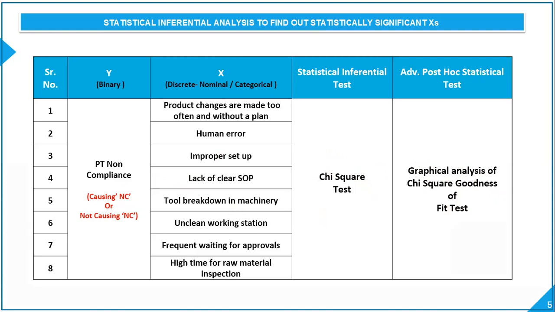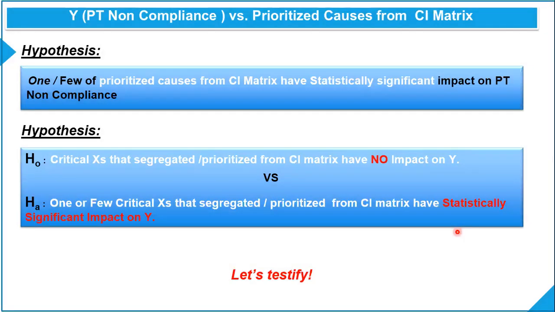Next slide, please. Right, so before we proceed, as we all know, we have to have our hypothesis set. So what is our hypothesis over here? Our hypothesis is that one or few of the prioritized causes from the CI matrix have statistically significant impact on PT non-compliance. PT non-compliance is our processing time non-compliance. So this is the hypothesis, that is the first step.